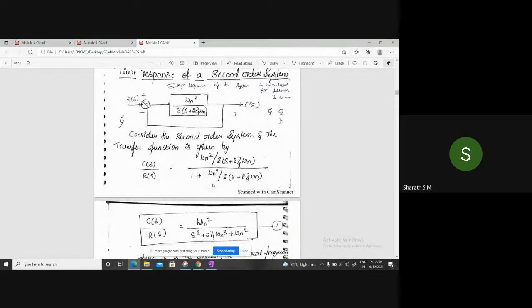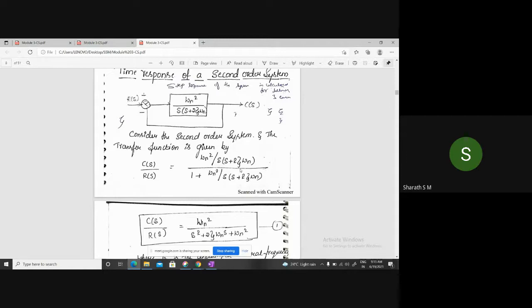In the same way for a second order system, this is the standard equation for second order system. So omega n squared by s into s plus 2 zeta omega n. So this is a standard function for a step response with respect to second order system. So it's a negative feedback once again. So g divided by 1 plus gh. So g is this whole equation, divided by 1 plus g into h, where h is equal to 1.